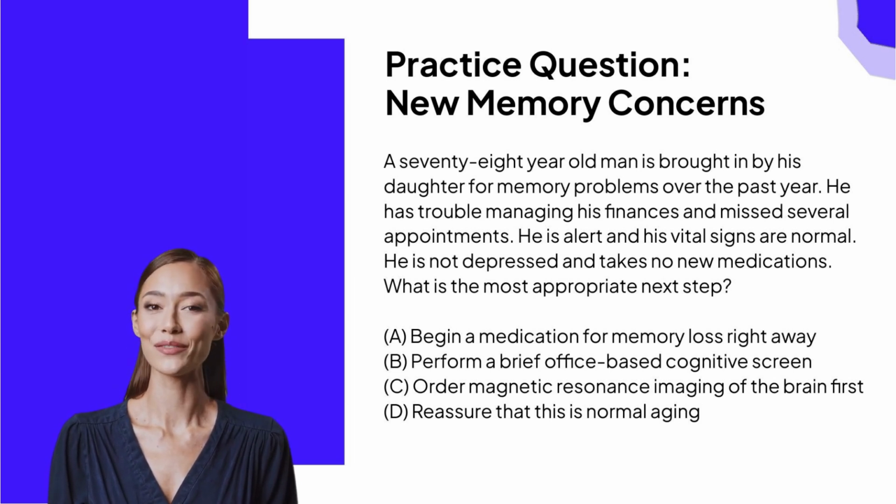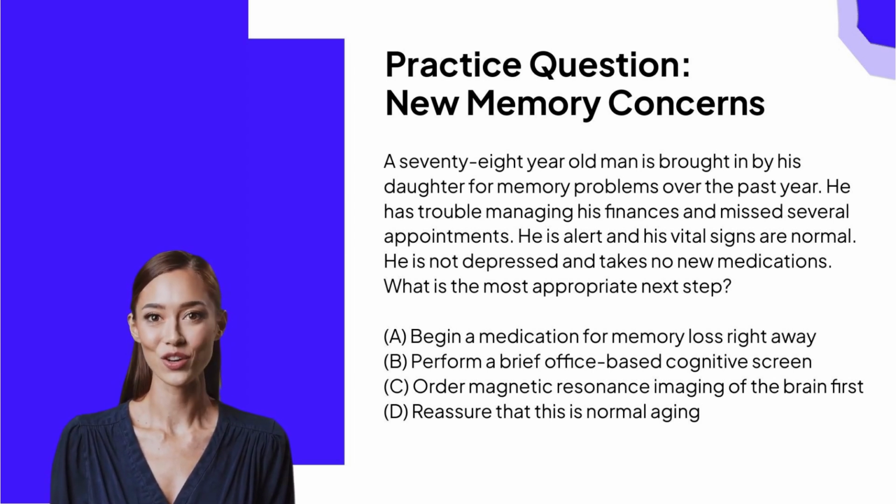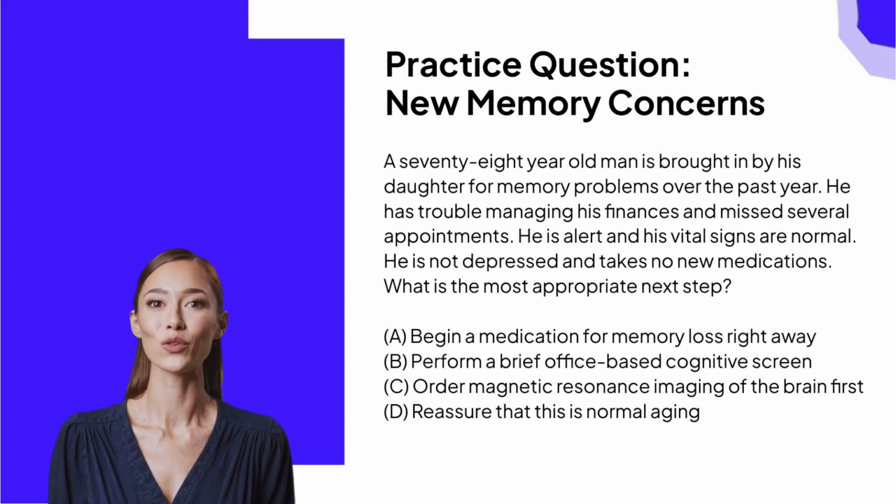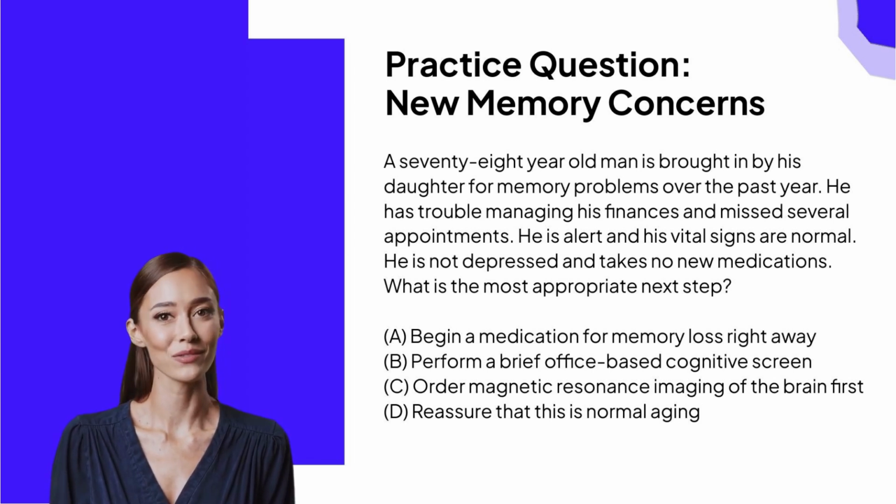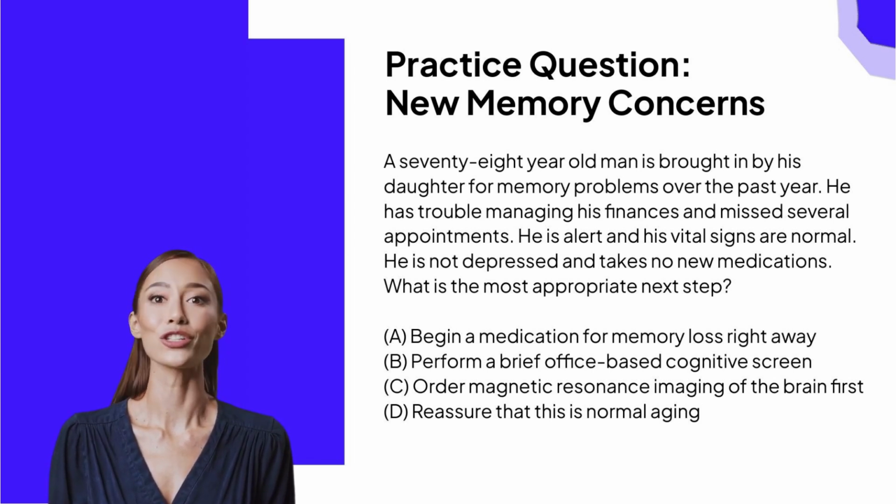The options are: choice A, begin a medication for memory loss right away. Choice B, perform a brief office-based cognitive screen. Choice C, order magnetic resonance imaging of the brain first. Or choice D, reassure the family that this is normal aging. Notice the gradual decline with loss of function, and think about what you need before you can act. We will walk through the answer next.